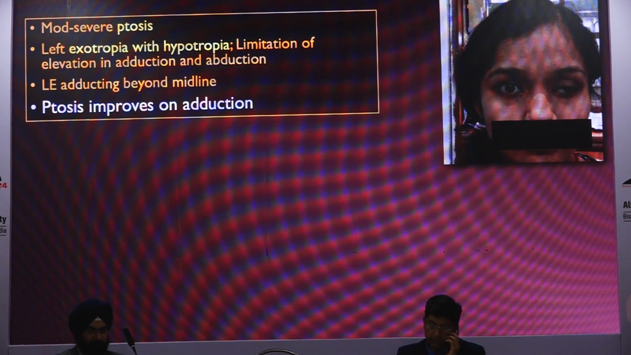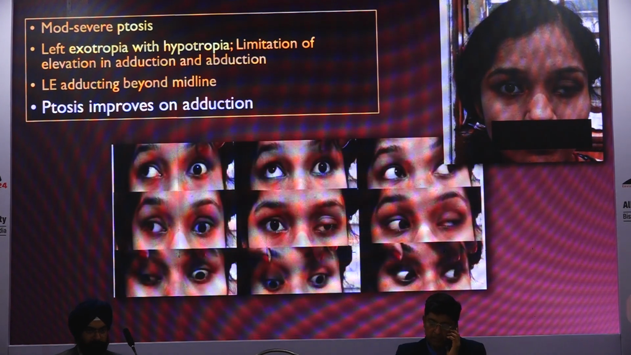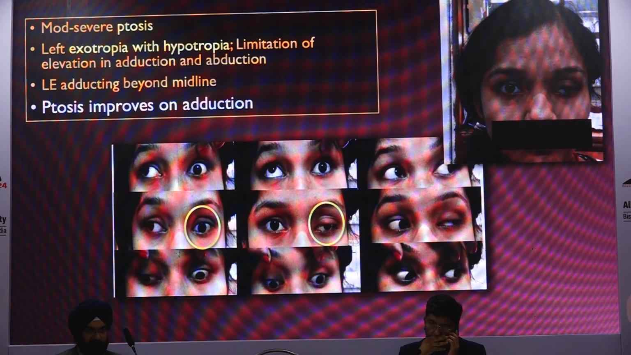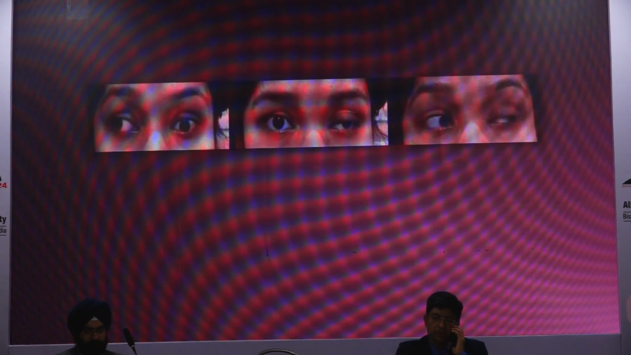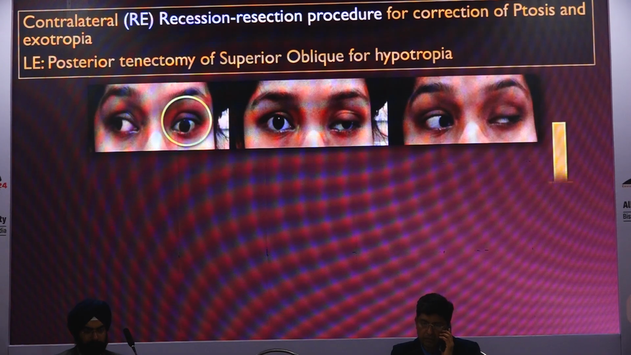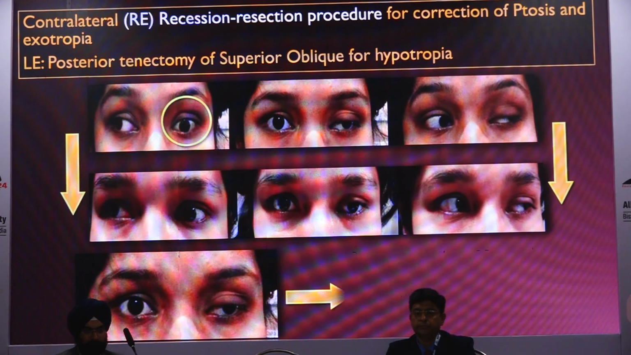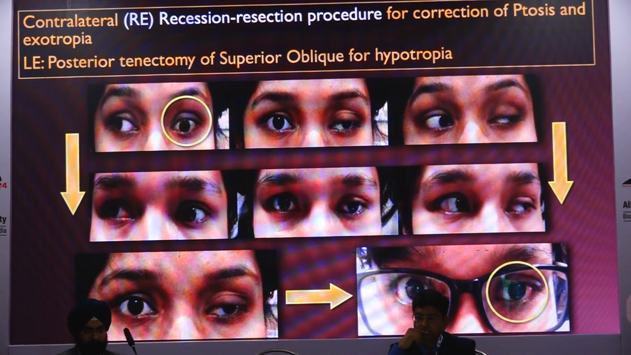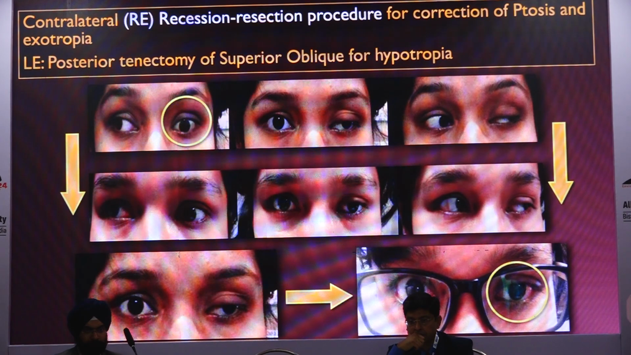So here is a case of left eye third nerve palsy with exotropia and hypotropia. We can see that as the left eye adducts, the ptosis improves. So we see that there is a medial rectus to LPS aberrant regeneration. In these cases, we can plan a supramaximal recess resect procedure in the other eye. The supramaximal lateral rectus recession of the other eye increases the innervation to the medial rectus of the involved eye, and this in turn increases the innervation to the levator palpebrae superioris, and the ptosis improves.